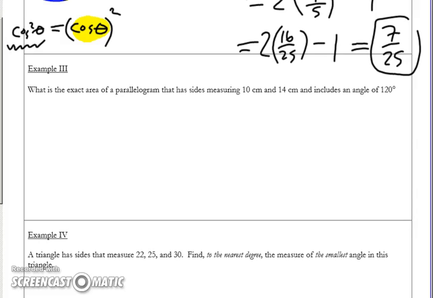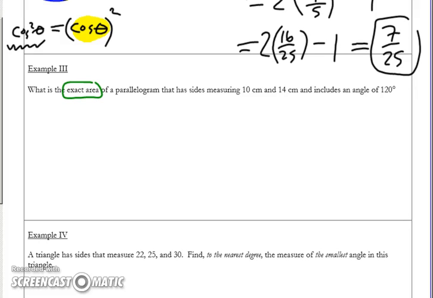In example 3, it says, what is the exact area of a parallelogram that has sides measuring 10 centimeters and 14 centimeters and includes an angle of 120 degrees? Note, it says exact area. That's making me think, since we're going to be dealing with trig, of those special unit circle angles that we're familiar with. For example, 30, 45, 60, 90, 120, and so on. Or in radians, pi over 6, pi over 4, pi over 3, pi over 2, and so on.